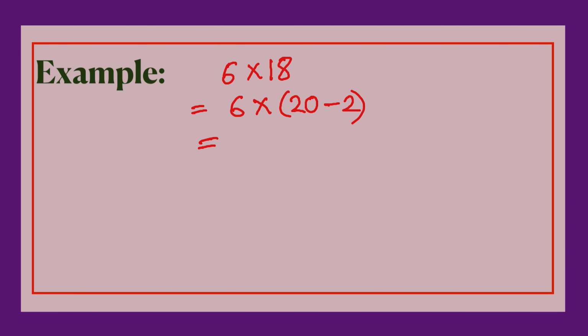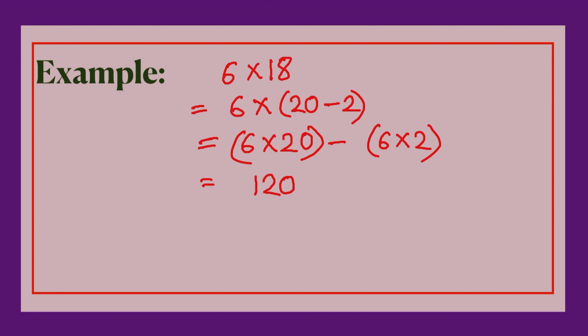So here we can write 6 multiplied by 20, within a bracket, minus 6 multiplied by 2. Okay. So here at first we will write 0 and 6 multiplied by 2 is 12. So 120 we are getting here minus 12. So if we subtract those we will get 108, which is the answer. Okay. So you can see here it becomes easy for us to find the result by using this property.